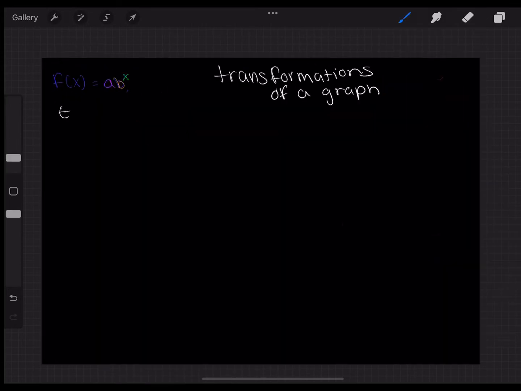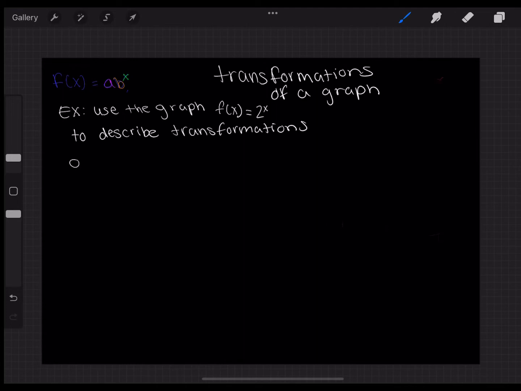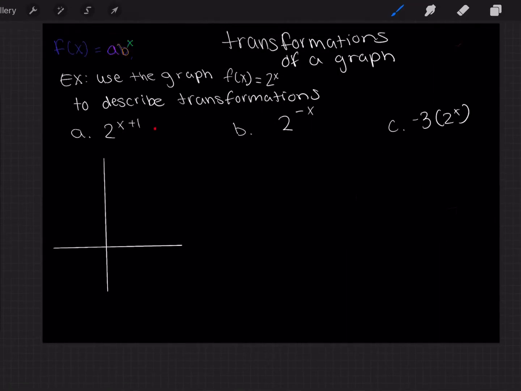So now that we've learned how to graph it, let's move on to transformations of a graph. So here's our problem. Use the graph f of x equals 2 to the x to describe transformations. So our three problems, the way this is phrased means that your 2 to the power of x is going to be your parent graph, and A, B, and C are your transformations. So our parent graph is going to be in red, and our transformation is going to be in blue.